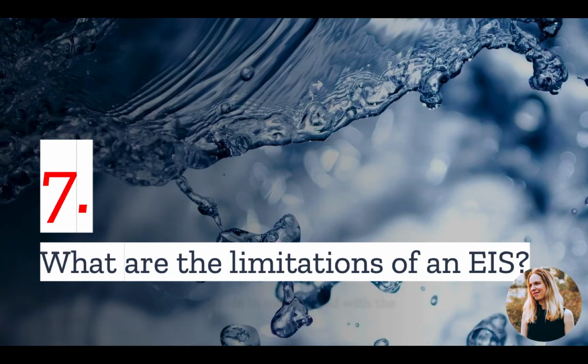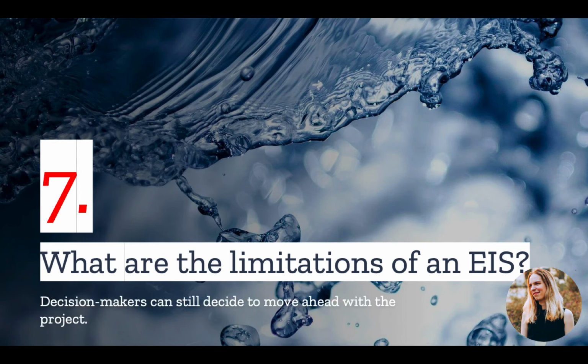And finally, number 7. What are the limitations of an EIS? Environmental impact statements aren't perfect, and this is because those who are performing the analysis are simultaneously members of both the political and scientific communities. What this means is that the EIS may predict negative impacts of the project, but the decision makers can still decide to move ahead for political, economic, or security reasons.